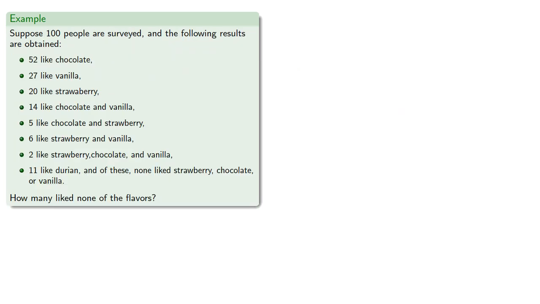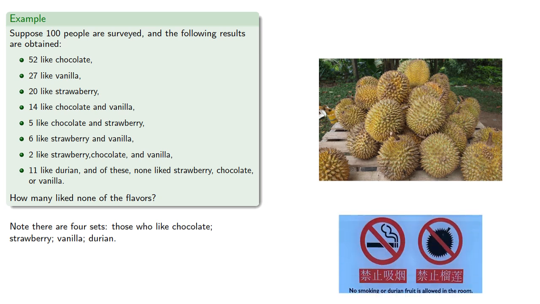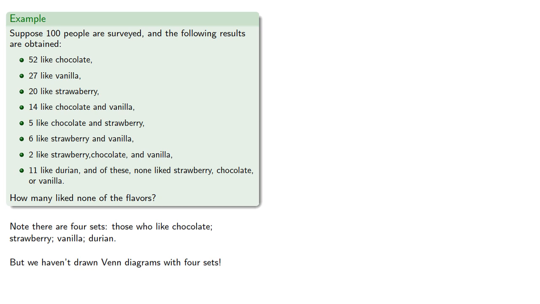We can consider another problem. Suppose 100 people are surveyed and we obtain the following results. How many liked none of the flavors? Note there are 4 sets, those who like chocolate, strawberry, vanilla, and durian. But we haven't drawn Venn diagrams for 4 sets. Well, remember, a problem exists whether or not we know how to solve it, so let's think about this.